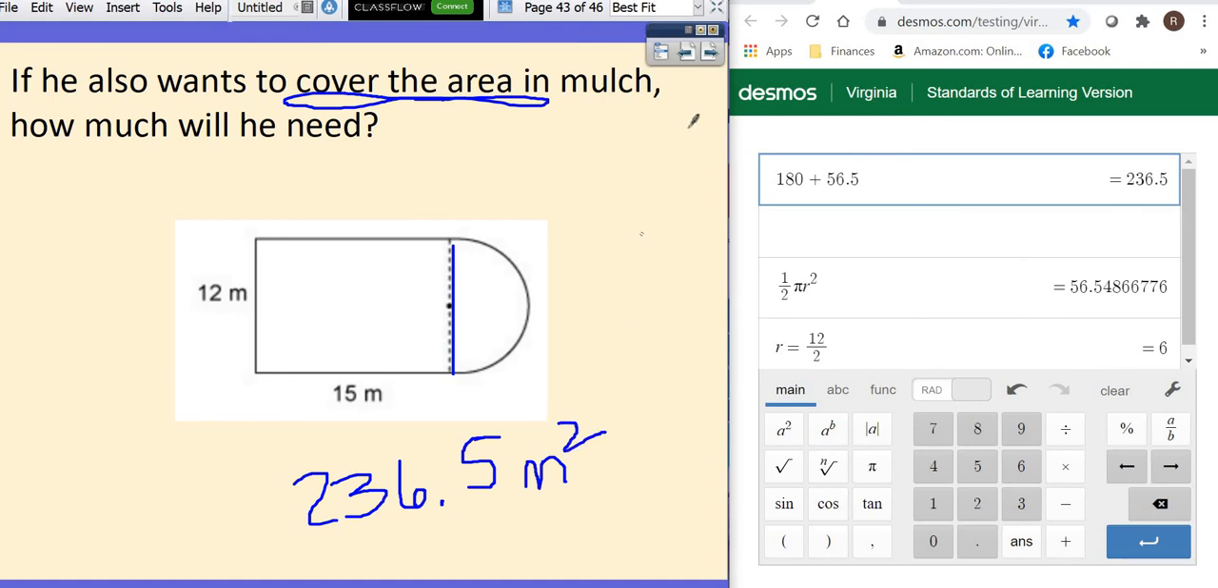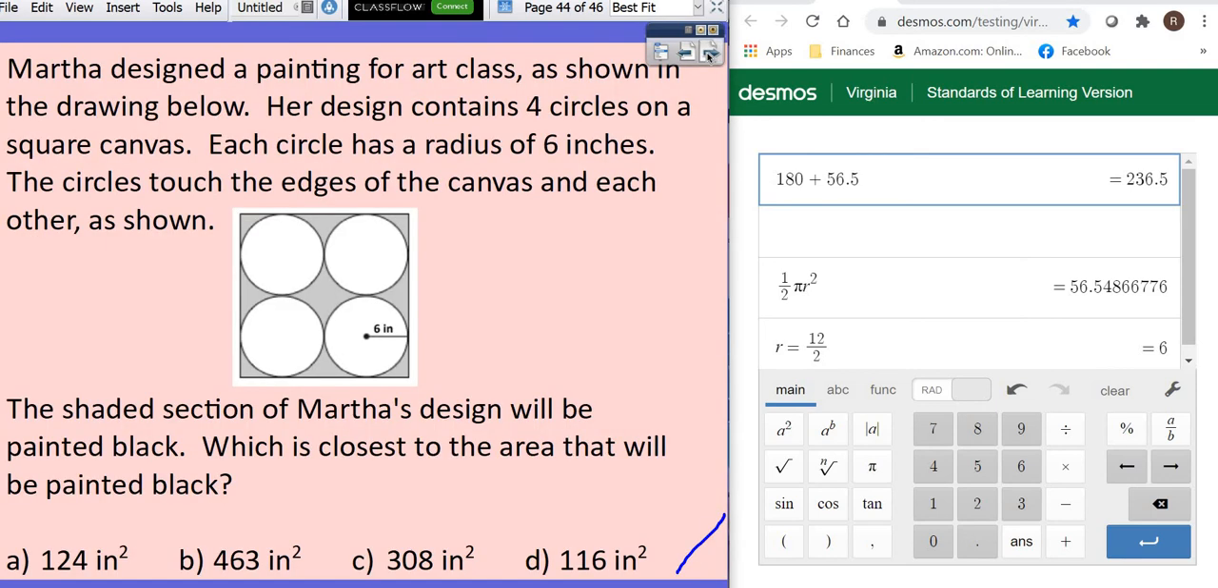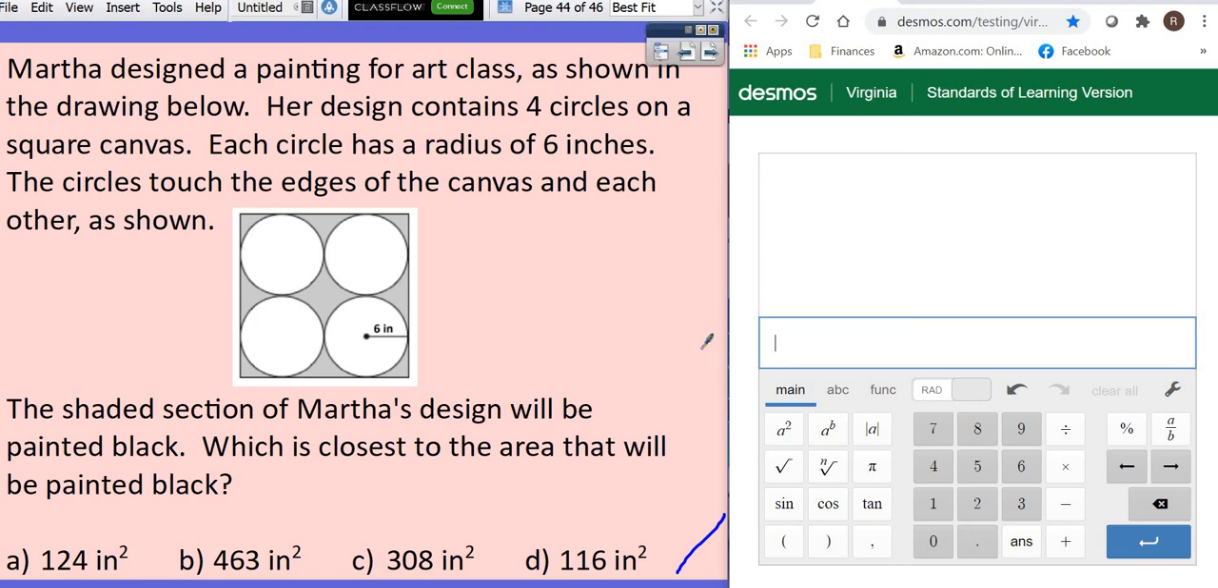Okay, so that's how you do something like that. Let's see if there's another one. There is. This one looks very interesting. First of all, it says Martha's designed a painting for art class. As shown in the drawing below, her design contains 4 circles on a square, that means all sides are the same, canvas. Each circle has a radius of 6. The circles touch the edges of the canvas and each other as shown. I think we're going to need that information. The shaded section of Martha's design will be painted black. What's the closest to the area that will be painted black?